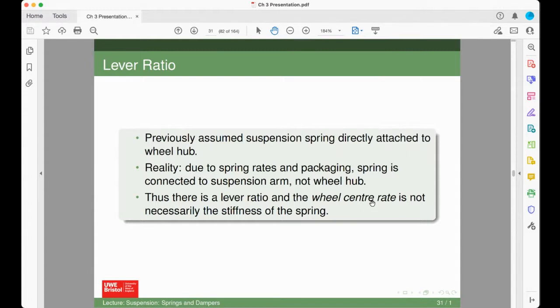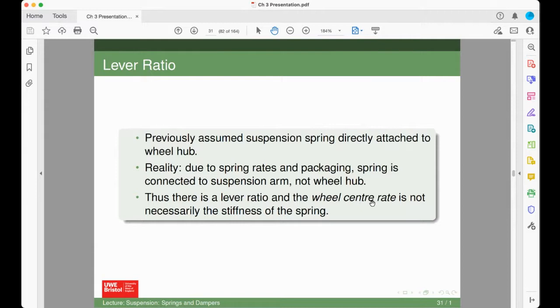The wheel hub will be located at some point, and the spring will be connected to the suspension linkage at some other point. And so often in suspension there'll be a lever ratio between the two. Okay, and that depends on the packaging and those sorts of things.